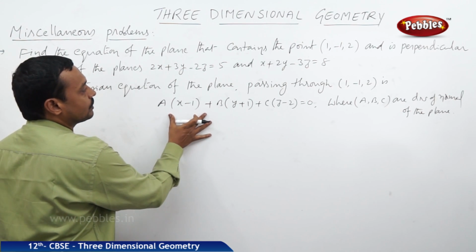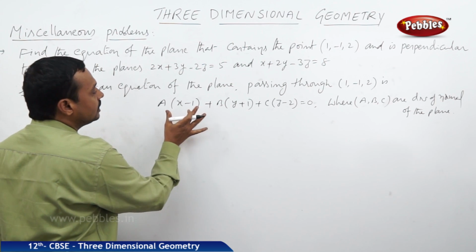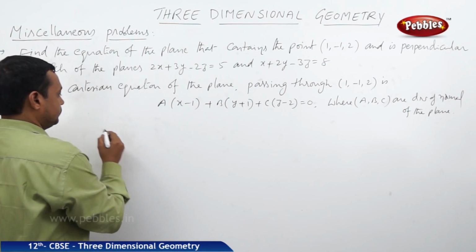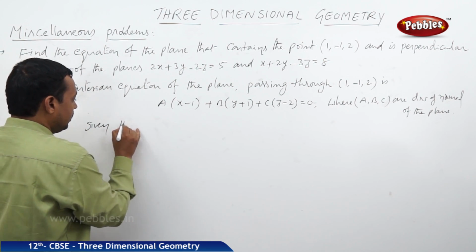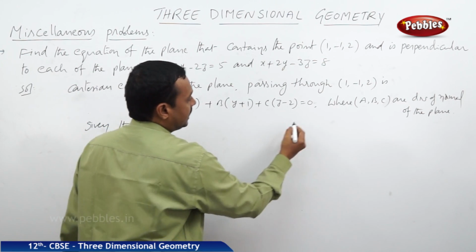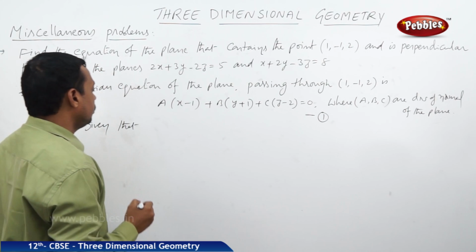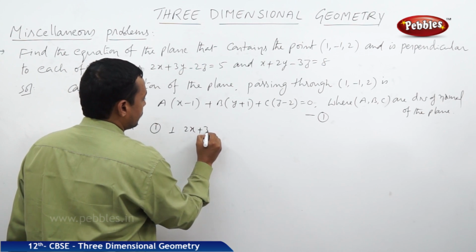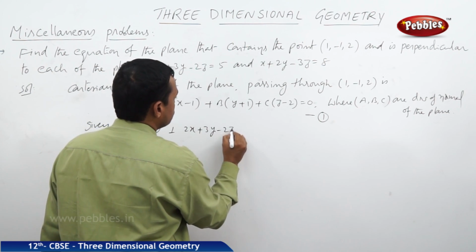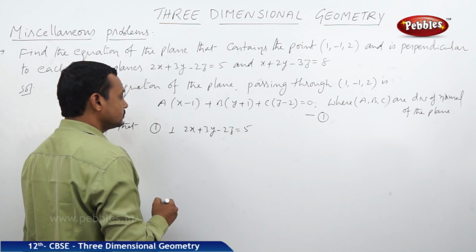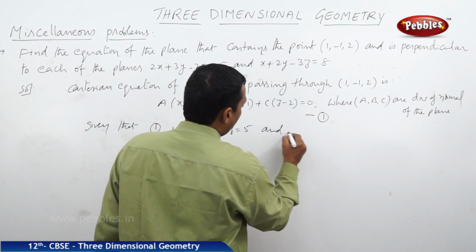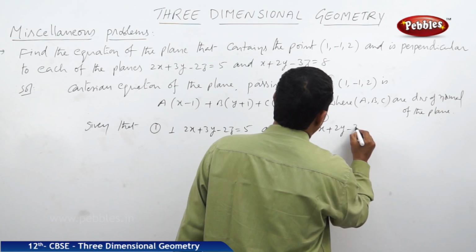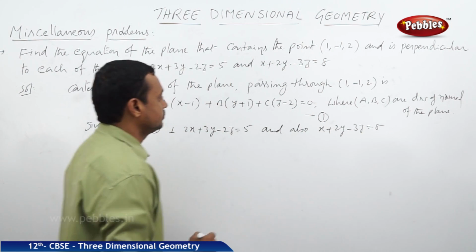Now, this is the Cartesian equation of a plane and this plane is perpendicular to each of the given two planes. Let it be 1. Now, given that 1 is perpendicular to 2x + 3y - 2z = 5 and also x + 2y - 3z = 8.